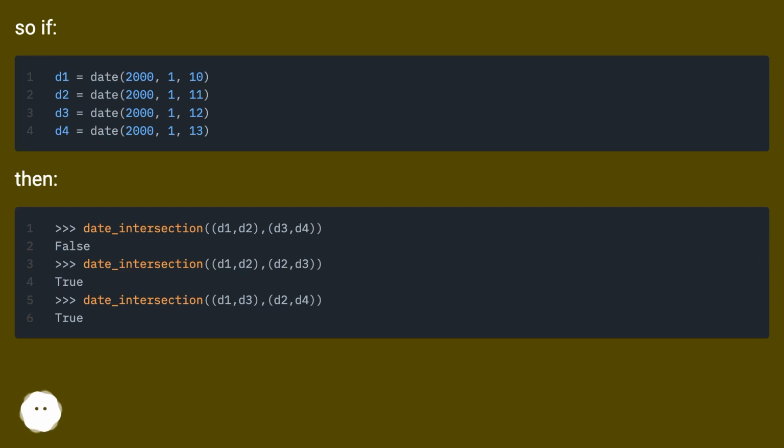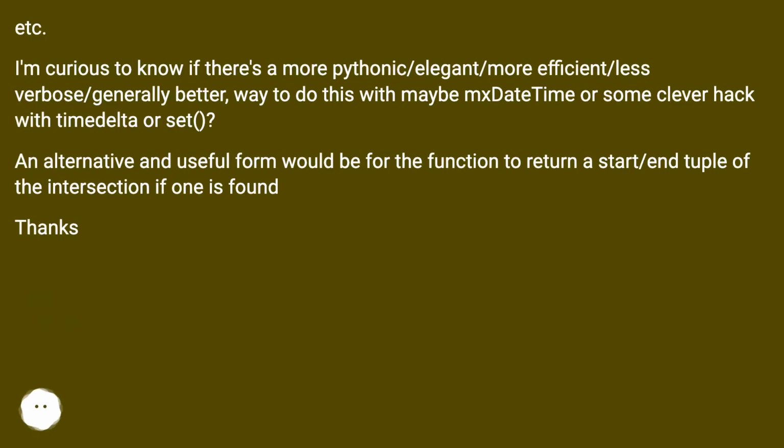So if, then, etc. I'm curious to know if there's a more Pythonic, elegant, more efficient, or less verbose, generally better way to do this, with maybe max datetime or some clever hack with timedelta or set. An alternative and useful form would be for the function to return a start and end tuple of the intersection if one is found. Thanks.